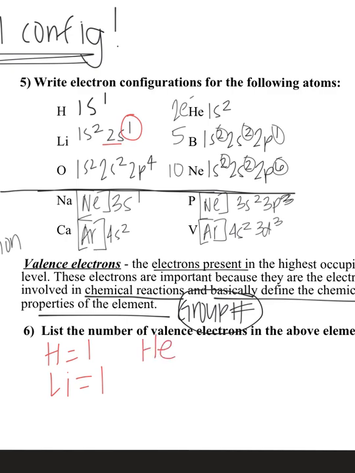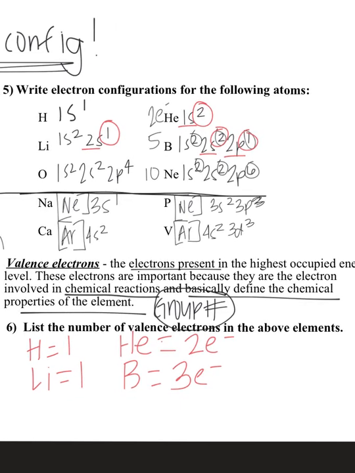Look at helium. Okay, helium, its highest energy level is level 1. It's got 2 valence electrons. Okay, that's also, helium's an exception to group 18, which typically has 8. Helium's the one that only has 2. Boron, its highest energy level is level 2. I count the exponents, 2 and 1 is 3. Okay, it's also in group 13 and has 3 valence electrons.